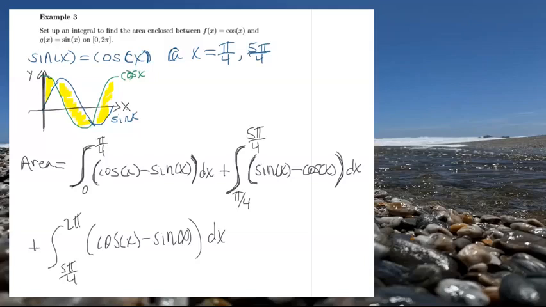Now, you might also have a situation where which curve is on the top isn't the same. In that case, you have to separate it like you see down here. So let's set cosine and sine equal to each other. They are the same on this interval only at two places, which is x equals pi over 4 and x equals 5 pi over 4.